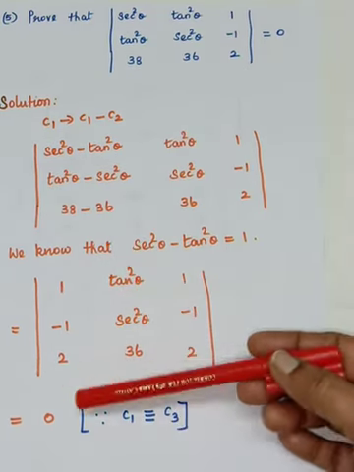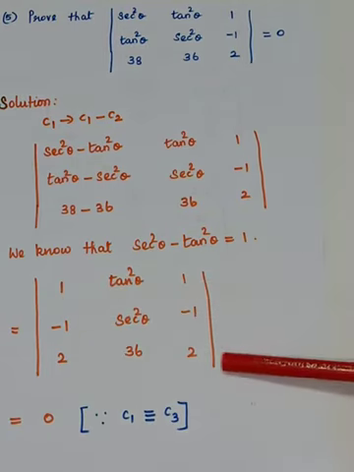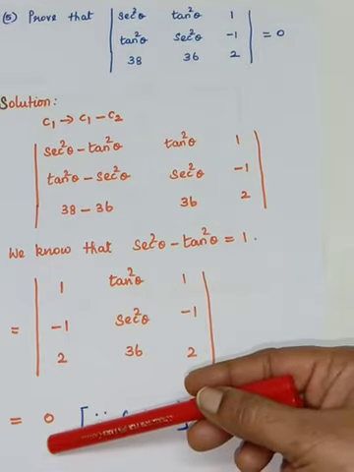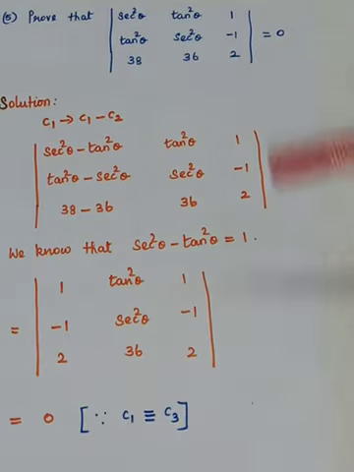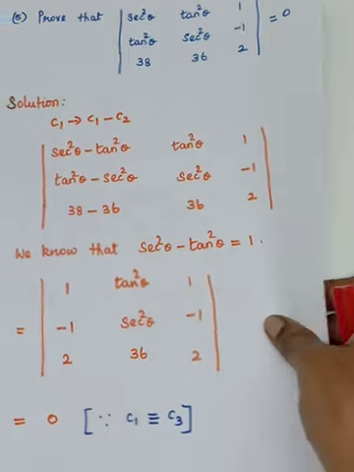That is 2. You look at your C1 and C3, how are they? They are the same, they are identical. So if any two columns are identical in the determinant, the value of the determinant is 0. So therefore we have proved the value of the determinant is equal to 0.